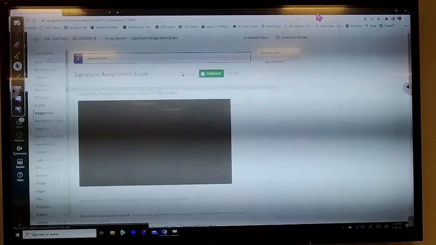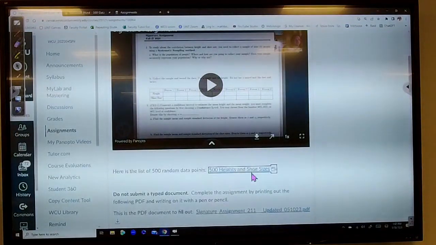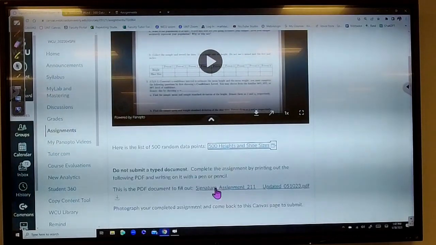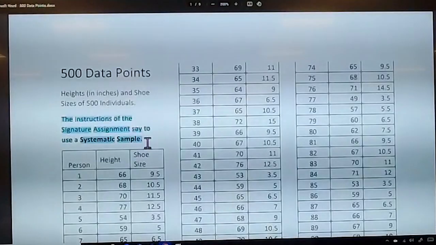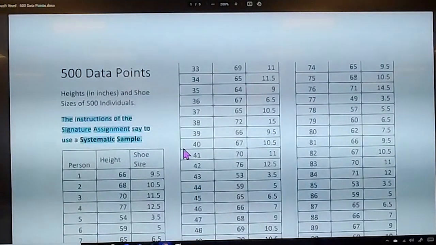All right, so I go down here to the signature assignment exam, and you should have this link for the 500 height and shoe sizes. And this is the link for the PDF that you went and printed. The instructions of the signature assignment say to use a systematic sample.